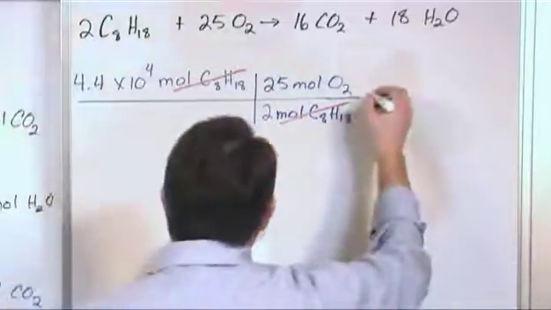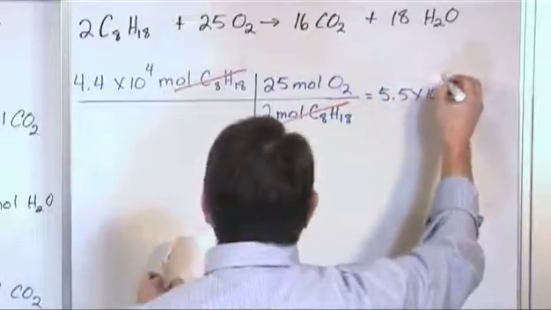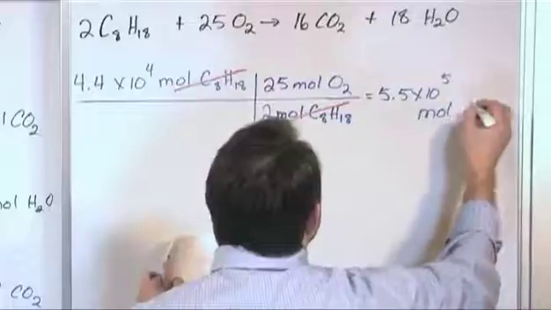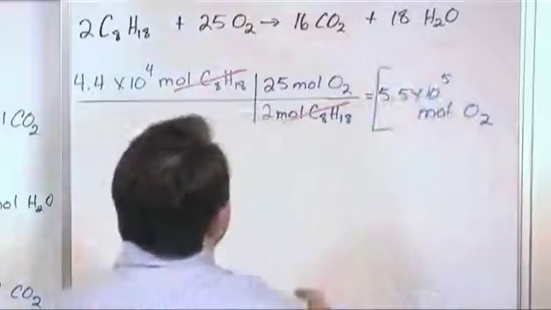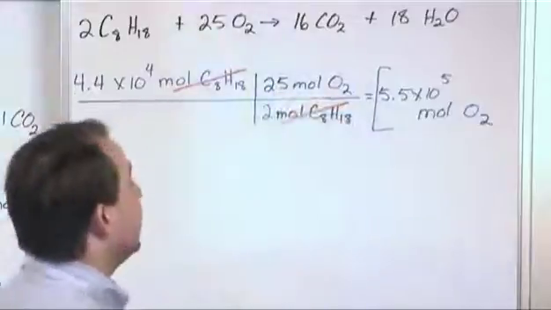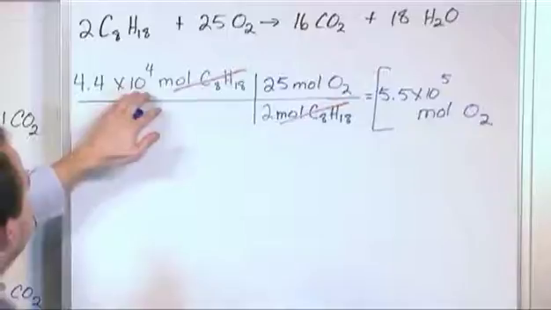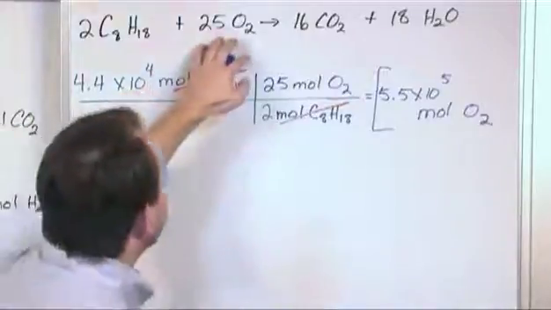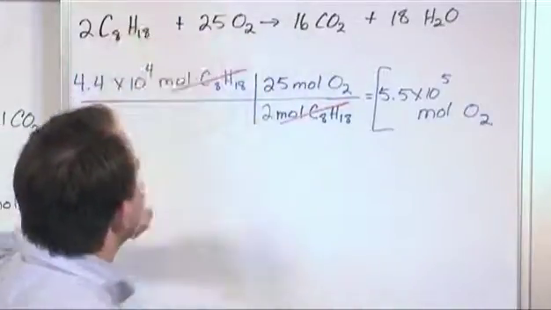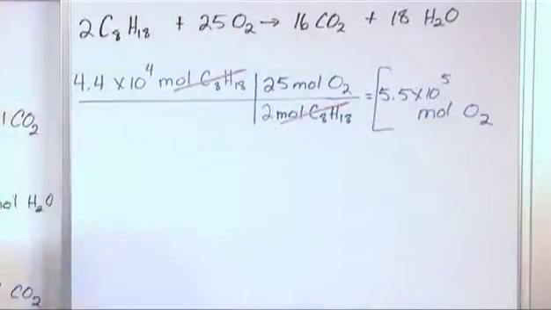And so what you get when you do that is 5.5 times 10 to the 5 moles of oxygen. And that's the result. The reason it's moles of oxygen is because that's the only thing left over unit-wise. So in other words, you start with a ton of this octane and you burn it with oxygen, and given the ratios here, you end up basically with a ton of oxygen required to do that.